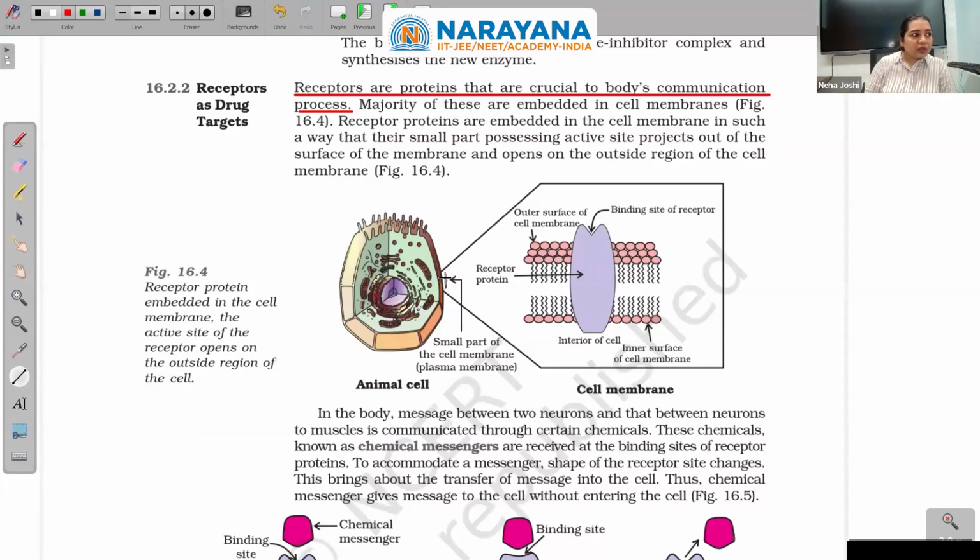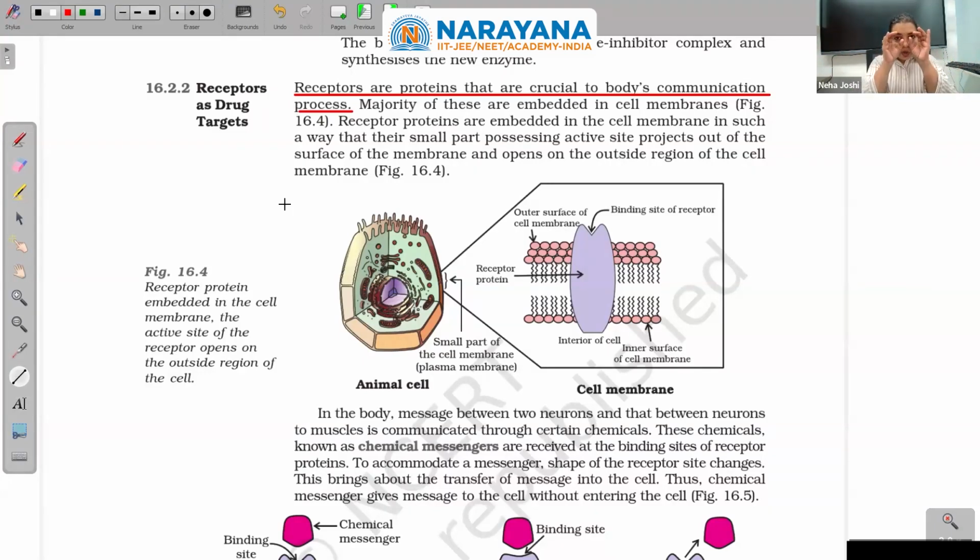See, like this. These cell membranes, they have enlarged it for us. Outer surface of the cell membrane is in contact with the outside world, the inner is inside of the cell, and here is our receptor, the signal-taking thing. Receptor proteins are embedded in the cell membrane in such a way that their small part possessing active sites projects out of the surface of the membrane and opens on the outside region of the cell membrane. It is very much like you have a big castle and you have a big wall around that castle.